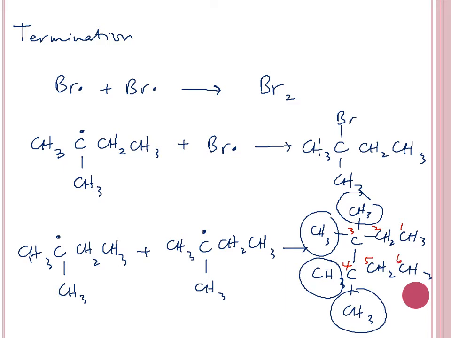So the name for this compound is 3,3,4,4-tetramethylhexane. That's it. So you're going to get at least 9 marks for reaction mechanism of free radical substitution.